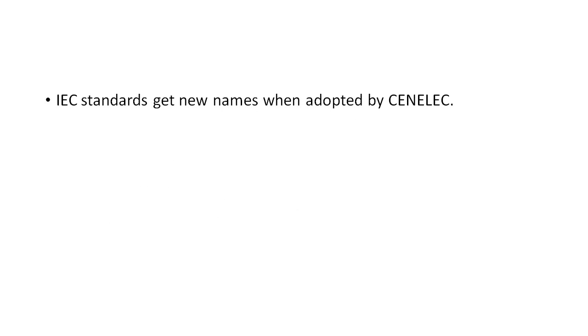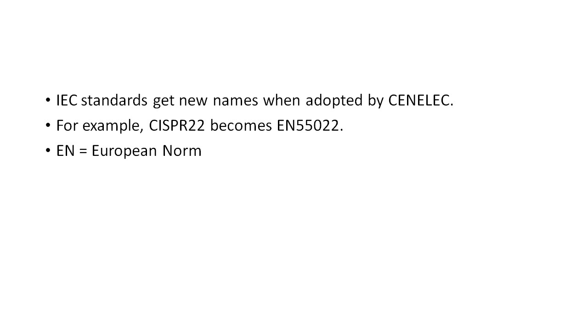The European standards bodies like CENELEC may adopt the international IEC standards. They will give them different names when they do so. So as was just discussed, CISPR 22 is the standard for information technology equipment that contains the conducted and radiated emissions limits and measurement procedures developed by the CISPR committee. But when it's adopted by CENELEC, it becomes EN 55022. The EN designator, which stands for European norm, alerts European Union member states that it's a standard that's been officially adopted by the European Union.